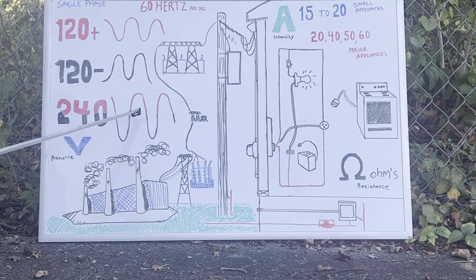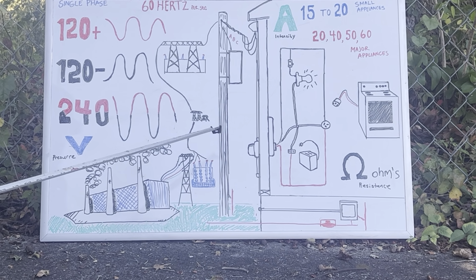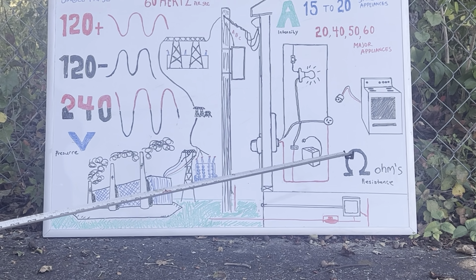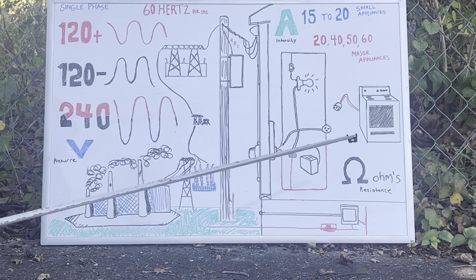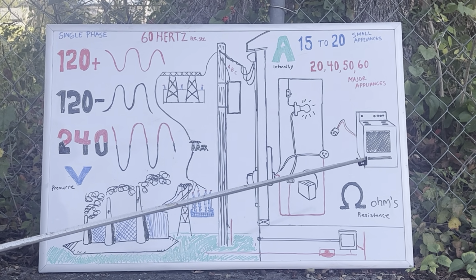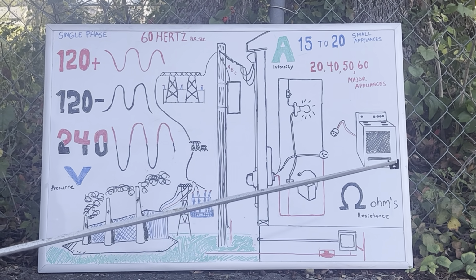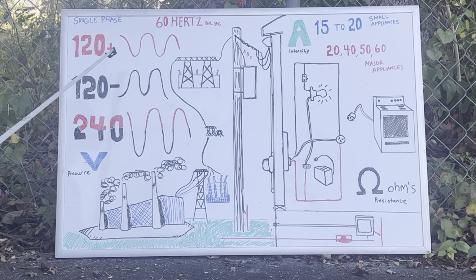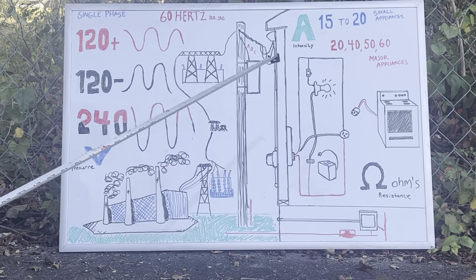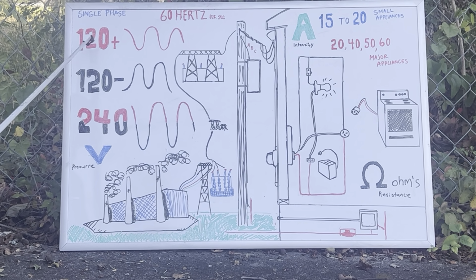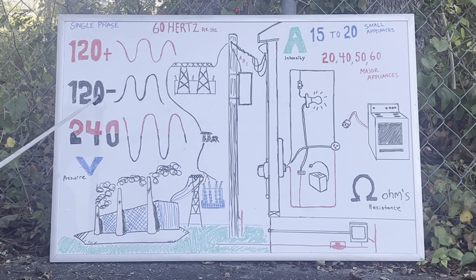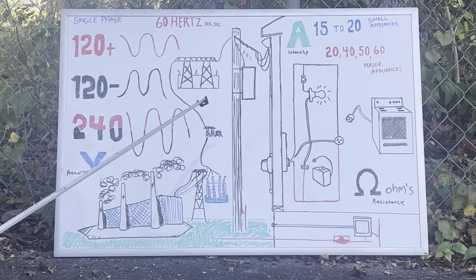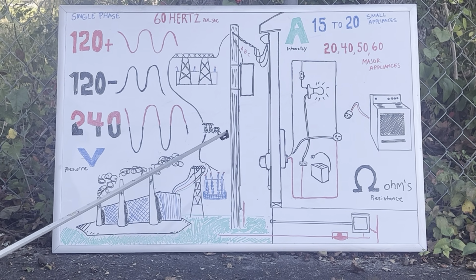volts, okay? Now 240 is what is going to bring juice to your major appliances, like your hot water heater, your electric range, your stove, your washer and dryer and things like that. And this 120 usually runs to your smaller appliances, okay? So you've got this 120 positive and a 120 negative, and both of these together create your 240, okay?